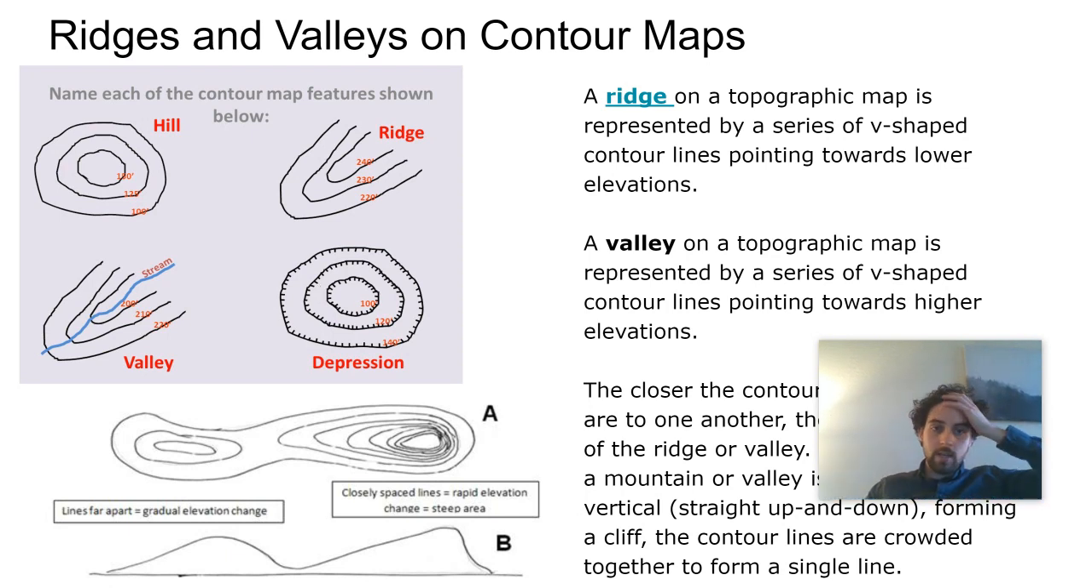A depression, they're going to circle inward, but you're going to get these little lines sticking inward, showing that it's a decrease in elevation. All right. I think that just about sums it up.